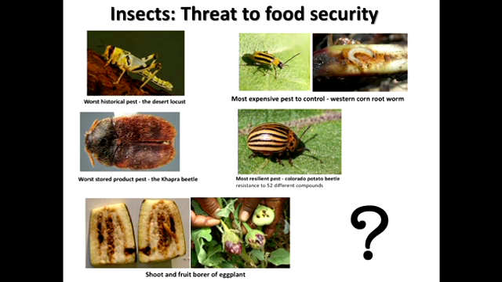The desert locust, this group of pests, is considered the worst pest in history. Why? Because in the previous two to three decades, these pests have caused enormous crop loss, particularly in the sub-Saharan African areas. In the last lecture, Phil Salisbury discussed many of these insects, so I will not go into details. And I will mention another important pest, the shoot and fruit borer of eggplants.